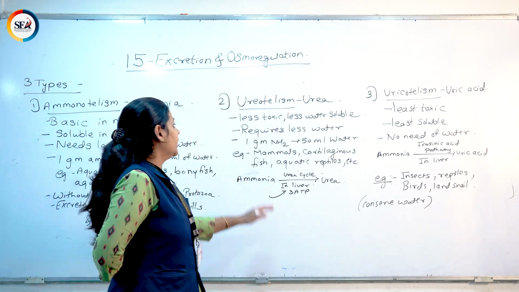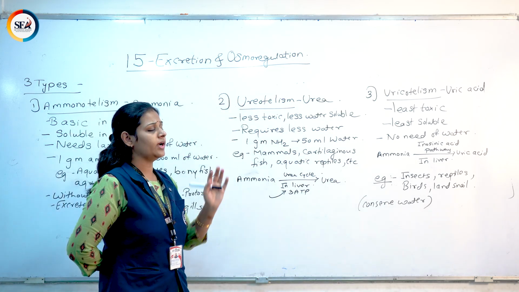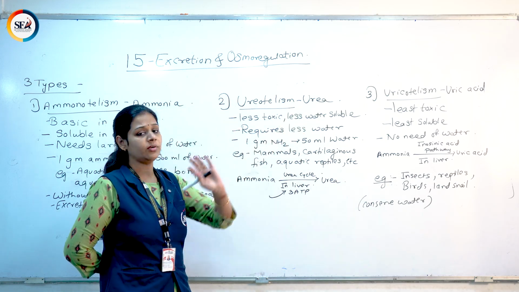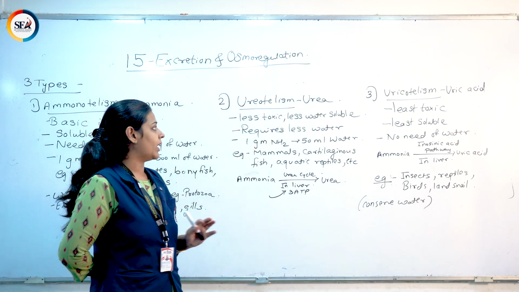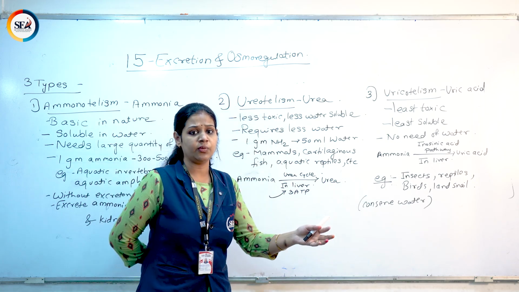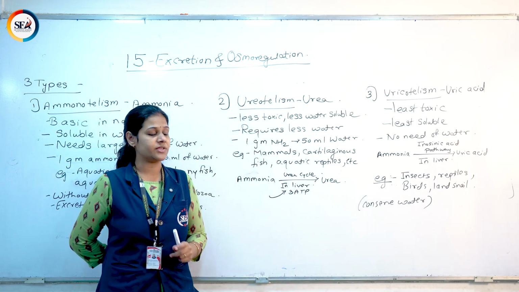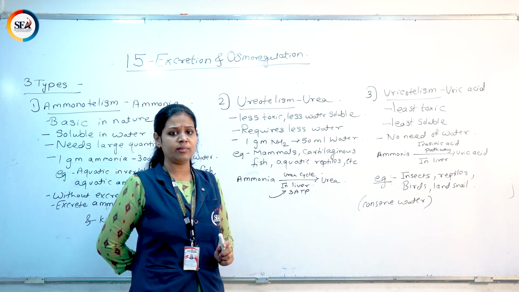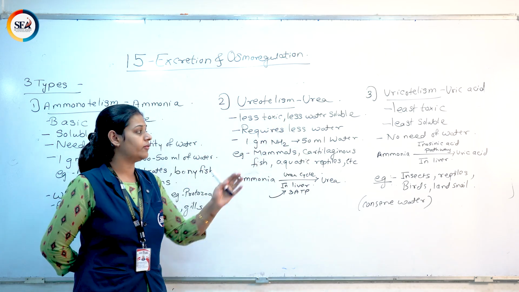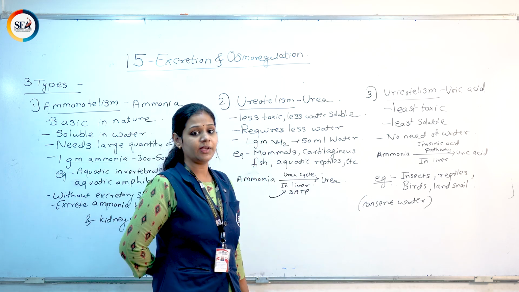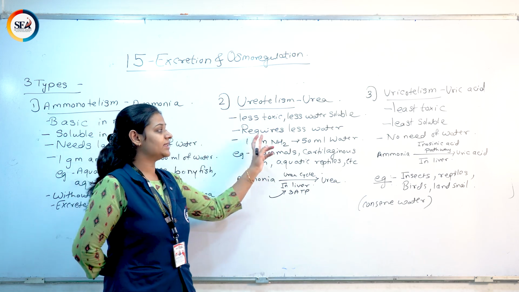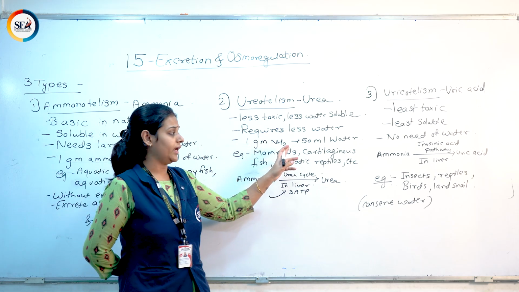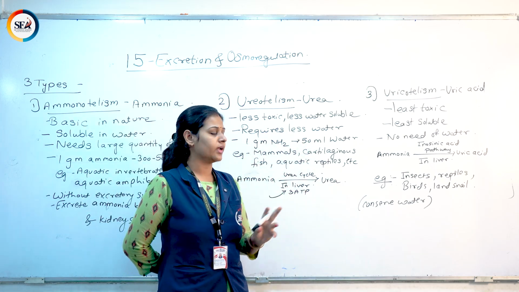Second type is ureotelism. What is ureotelism? The nitrogenous waste which is excreted in the form of urea is called ureotelism, and the animals which excrete urea are called ureotelic animals. Urea is a less toxic form, it is less water soluble, so it requires less water for its solubilization. 1 gram of urea requires nearly 50 ml of water.